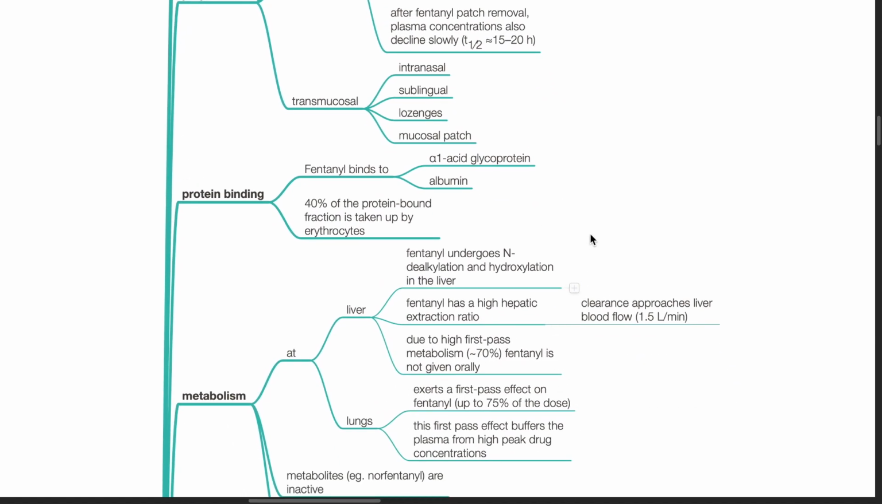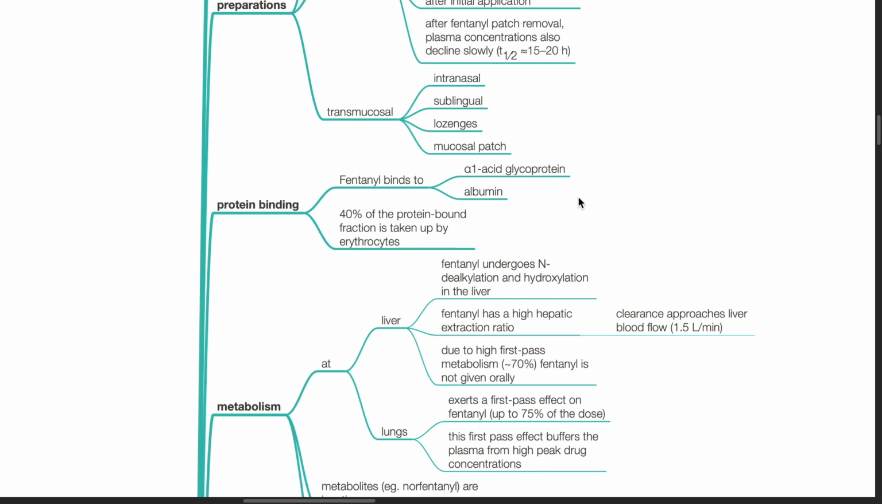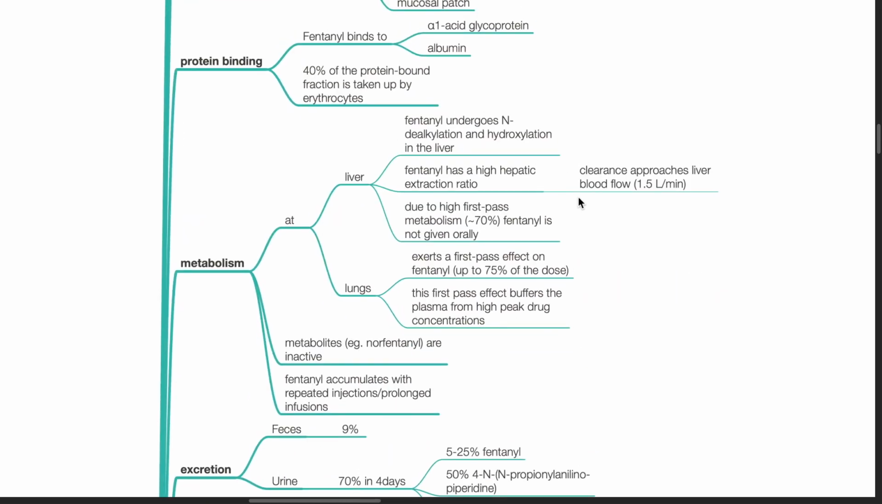Protein binding. Fentanyl binds to alpha-1 acid glycoprotein and albumin. 40% of the protein-bound fraction is taken up by erythrocytes. Metabolism of fentanyl occurs in the liver and lungs. Fentanyl undergoes N-dealkylation and hydroxylation in the liver. Fentanyl has a high hepatic extraction ratio. Clearance approaches liver blood flow at 1.5 liters per minute.